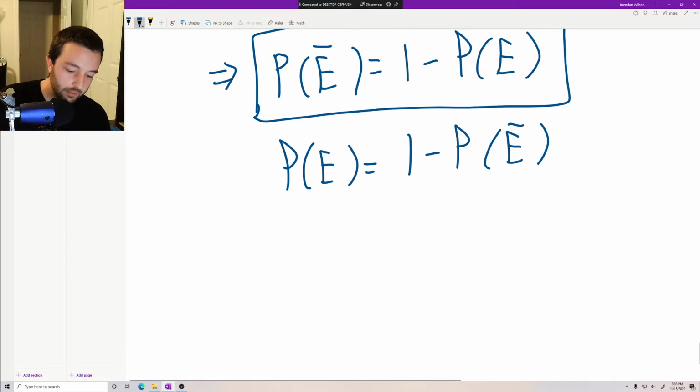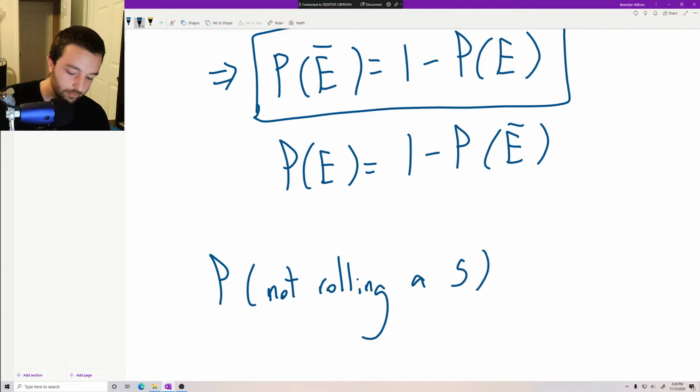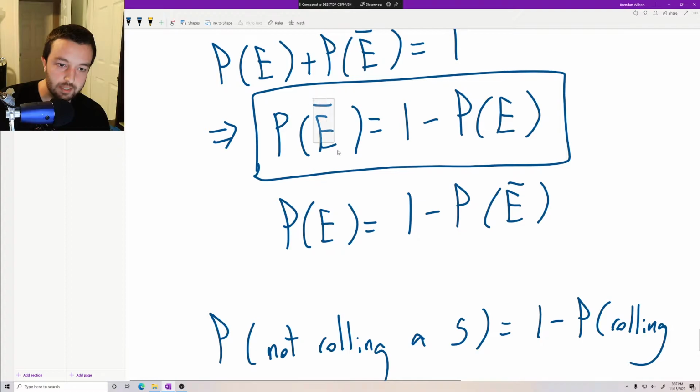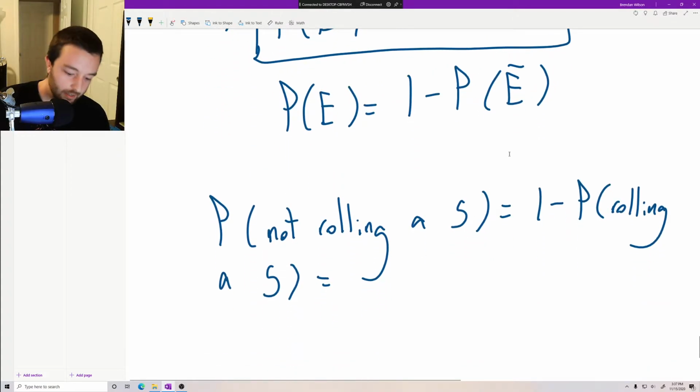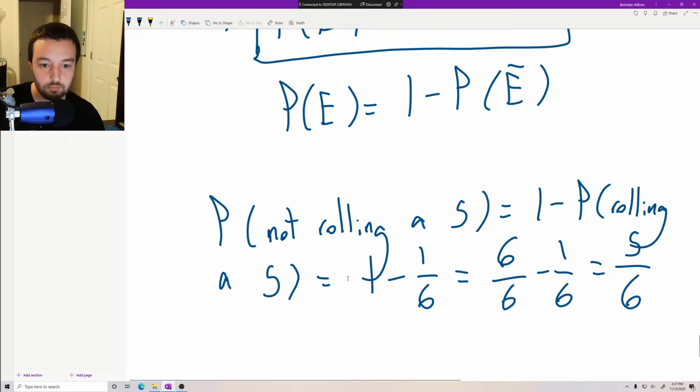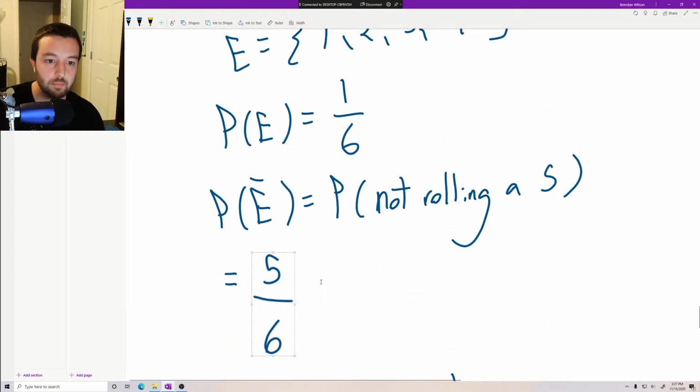And this holds true with our probability of not rolling a 5. The probability of not rolling a 5 should be 1 minus the probability of rolling a 5, based on this formula right here. E complement is not rolling a 5, and E is rolling a 5. So this is 1 minus 1/6, because we know that's the probability of rolling a 5. Then you do your fraction subtraction: 6/6 minus 1/6, find the common denominator, and you get 5/6. Which is the same thing we got up here without the formula.